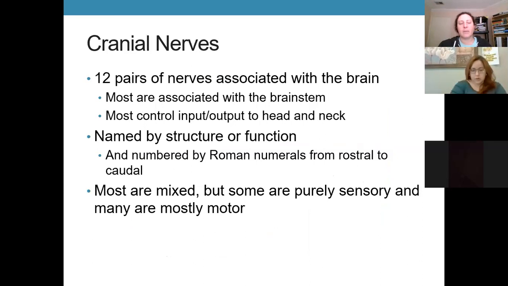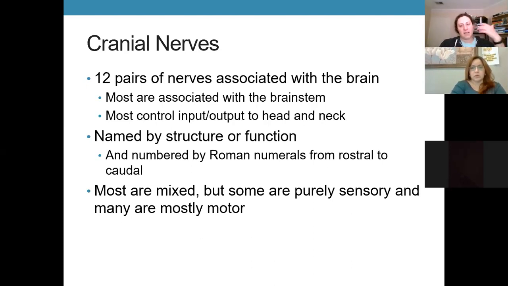Okay, perfect. So the cranial nerves are to the brainstem as the spinal nerves are to the spinal cord. Now there are 12 pairs of nerves associated with the brainstem, or the brain, technically. Some of them are not the brainstem. And they're in charge of sensory input and motor output to the head, and then a little bit of the neck, the rest of the neck that isn't covered by the cervical.